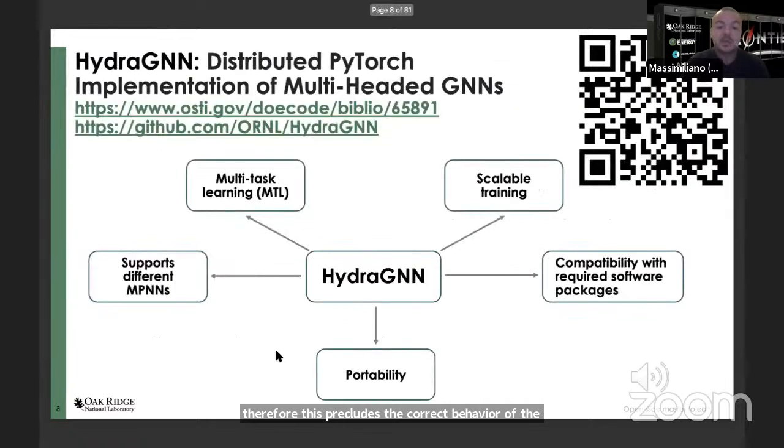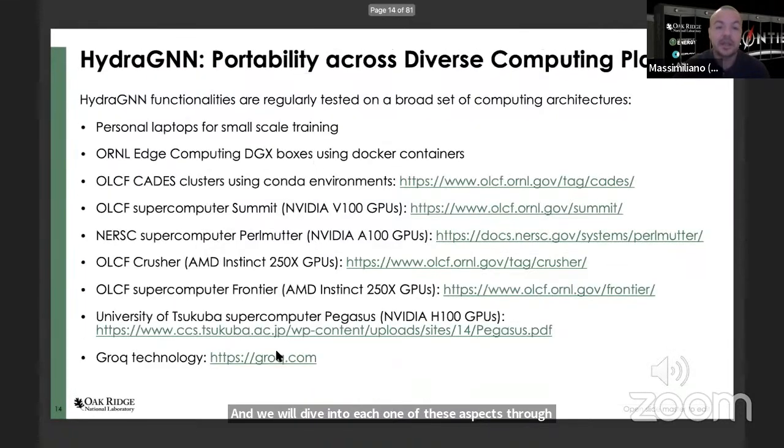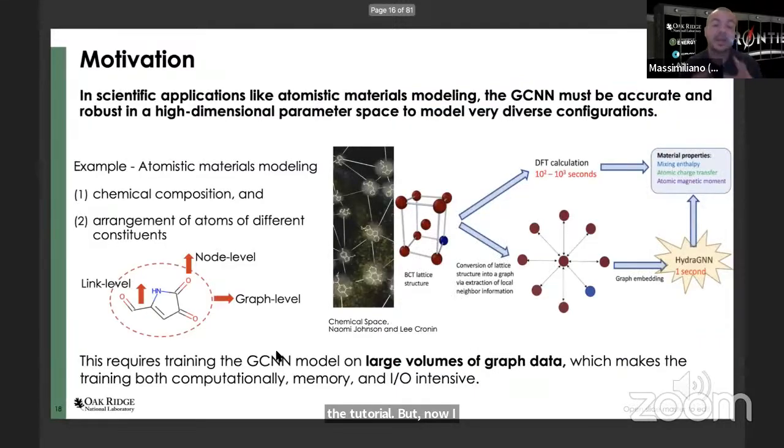So we developed HydrogenNN, which is our implementation of graph neural networks that works at scale, keeping all these five core aspects in mind. And we will dive into each one of these aspects through the tutorial. But now I would mostly like to start mentioning why scalability is important.